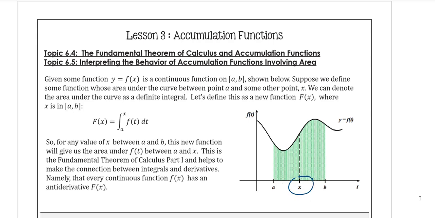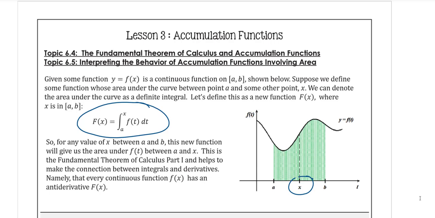And we're going to denote this area under the curve as a definite integral, which we've been doing. And we're going to call this new function capital F of x. And as I said, x is between a and b. So here is where our new function is defined. F of x is equal to the integral from a to x of f of t dt. So for any value of x between a and b, this new function, capital F of x, will give us the area between a and x.